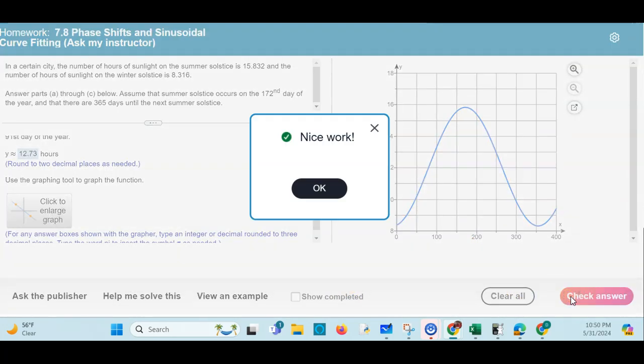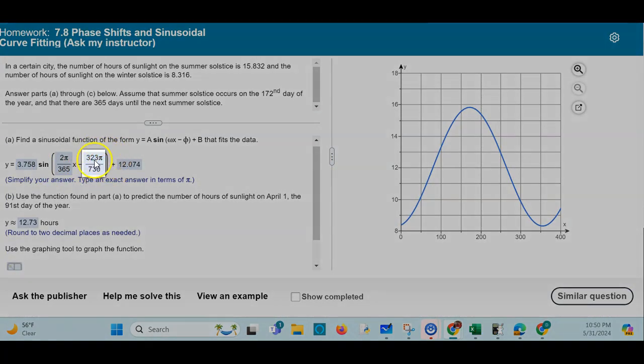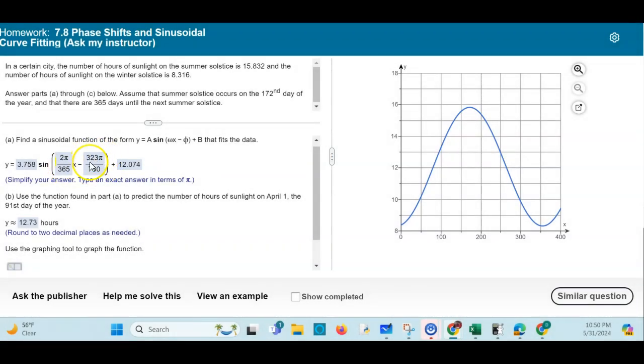So make sure on that last problem that you aren't just using the simplified answer to part A. A lot of people want to put this as their shift. That's not your shift. It's the number that you have there divided by the 2 pi over 365.